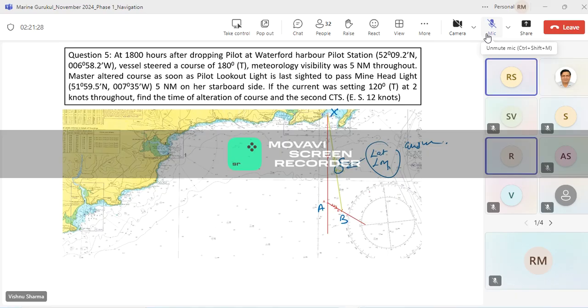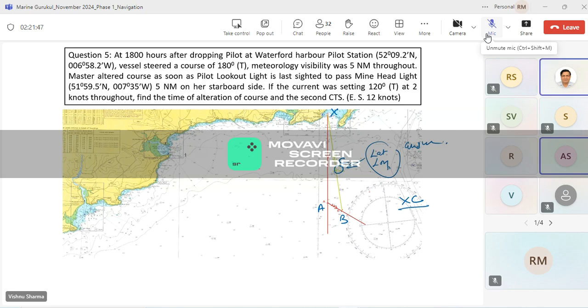AB divided by XB. What is the speed made good? What is the distance to be made good? Distance to be made good is XC, sir. XC divided by XB, guys. Distance to be made good to the alteration point is XC.